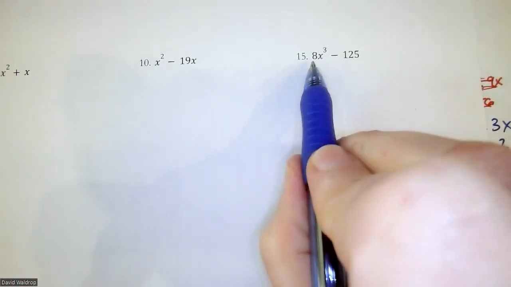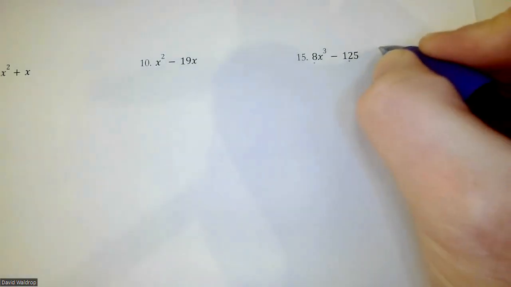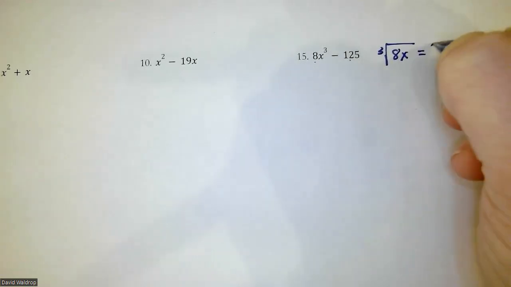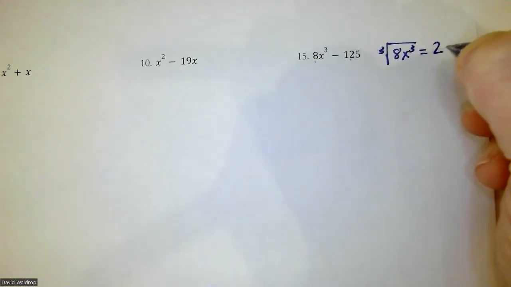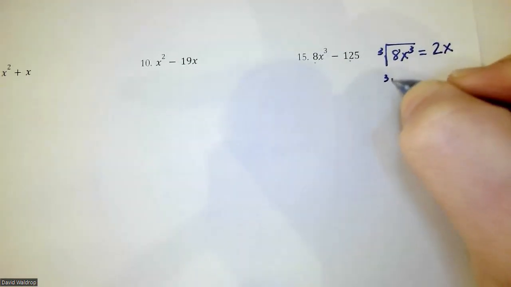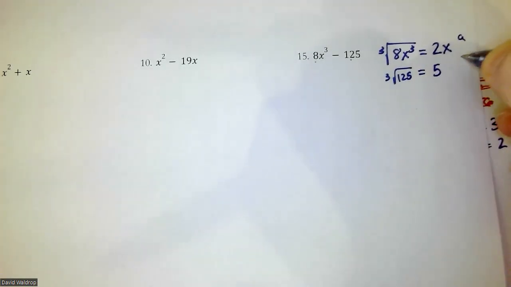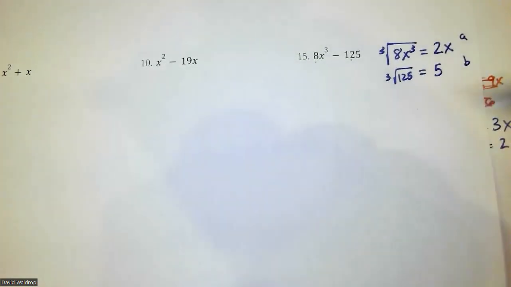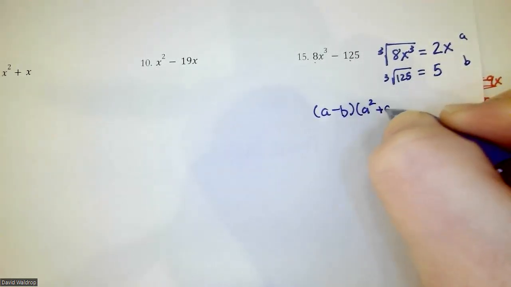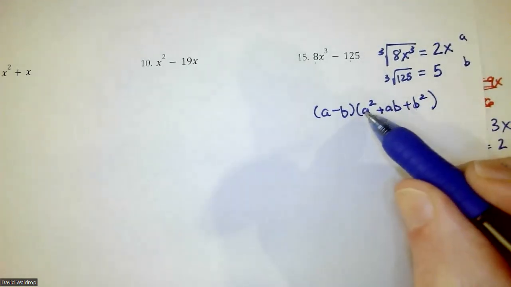Okay. So 8 and 125, there's nothing I can divide. You notice that cube. So can I take the cube root of 8x cubed? Cube root of 8 is 2, and the cube root of x cubed is x. Cube root of 125 is 5. So this is my A, and this is my B. All right, so remember how the formula works. It's A minus B, A squared plus AB plus B squared. Okay, I wanted to do one because that's what people mess up.